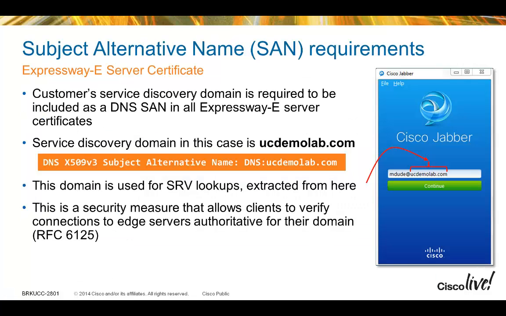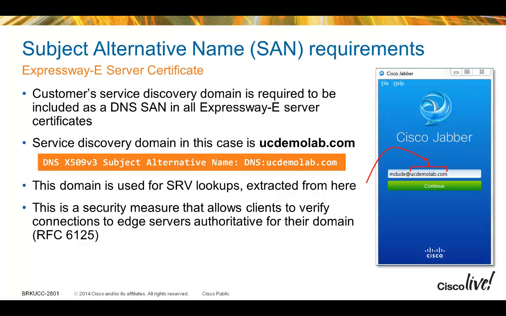All right, now specifically on the Expressway E, we need to have the domain that we're doing service discovery with as a SAN. So in this case, we're using UC Demo Lab, right? We need to have that as a SAN in the Expressway E cert. You don't need it on the C, but we need it on the E.